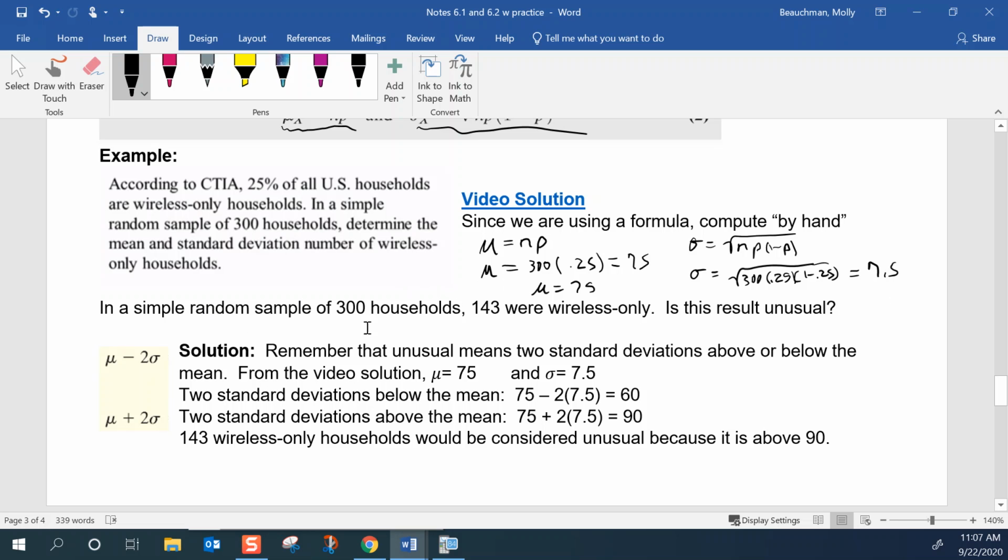If you have a simple random sample of 300 households, 143 were wireless only. Is this unusual? Okay, so unusual is, here's our solution. Unusual means 2 standard deviations above or below the mean. So with a mean of 75 and a standard deviation of 7.5, 2 standard deviations below the mean would be 75 minus 2 times 7.5, which is 60. 2 standard deviations above the mean, 75 plus 2 times 7.5 is 90. And that means that 143 wireless-only households would be unusual because it's more than 2 standard deviations from the mean.